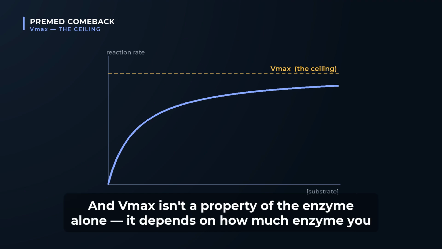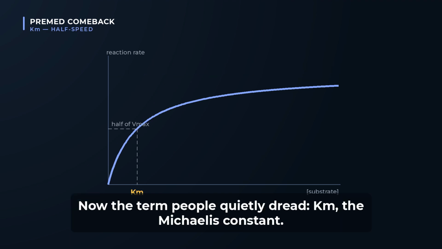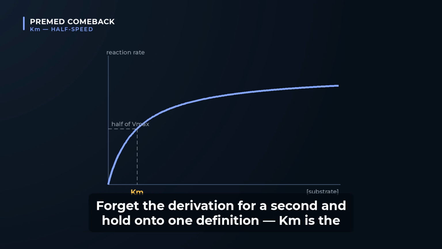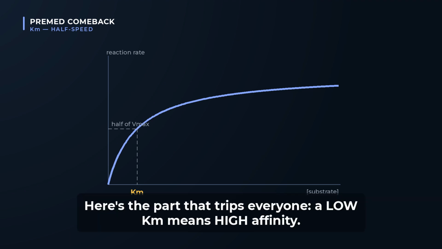And Vmax isn't a property of the enzyme alone. It depends on how much enzyme you have and how fast each copy turns substrate into product. Now the term people quietly dread: Km, the Michaelis constant. Forget the derivation for a second and hold on to one definition. Km is the substrate concentration at which the enzyme runs at half of Vmax. That's it. Here's the part that trips everyone.